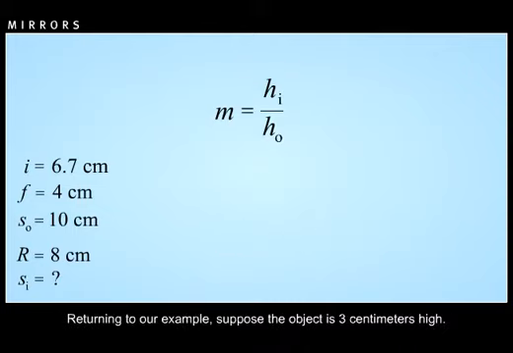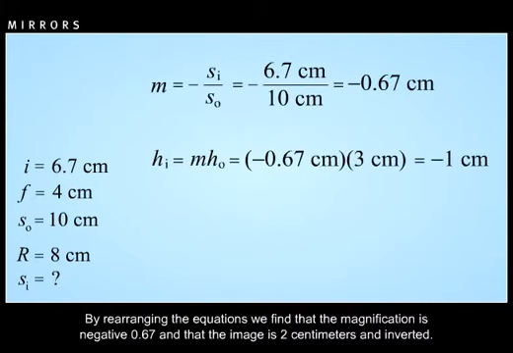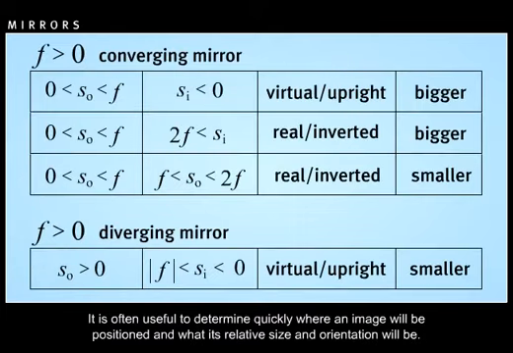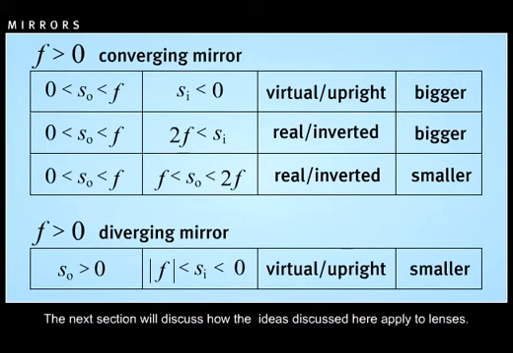Returning to our example, suppose the object is 3 centimeters high. How tall is the image? By rearranging the equations, we find that the magnification is negative 0.67 and that the image is 2 centimeters and inverted. These equations can be used together to solve a wide variety of problems. It is often useful to determine quickly where an image will be positioned and what its relative size and orientation will be. Try using ray tracing and the equations to verify this chart. The next section will discuss how the ideas discussed here apply to lenses.